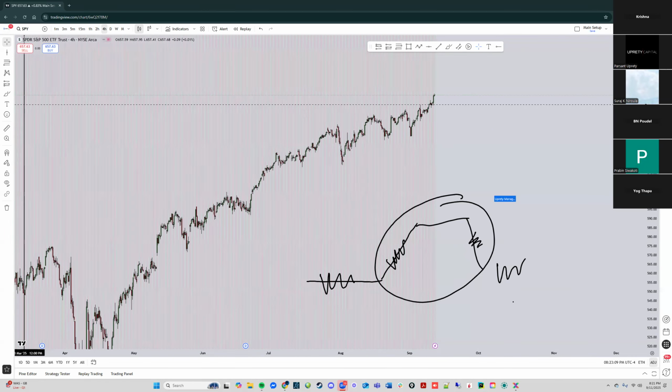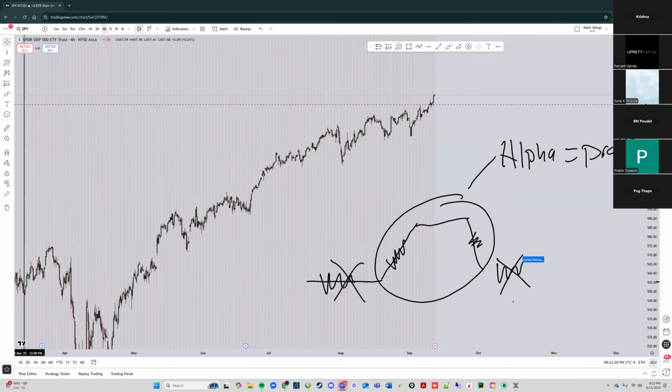But this middle part is where we have most of our alpha. Alpha just means profits. This is where we're going to make a lot of money. We're not really going to make money down here. We're not really going to make money down here. Most of our money is going to come somewhere in the middle.